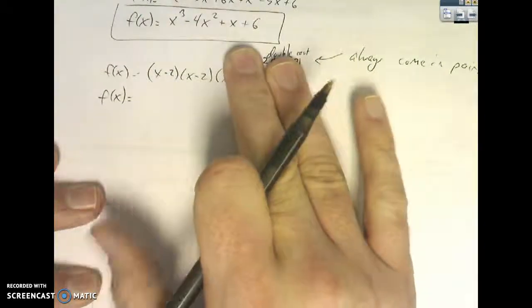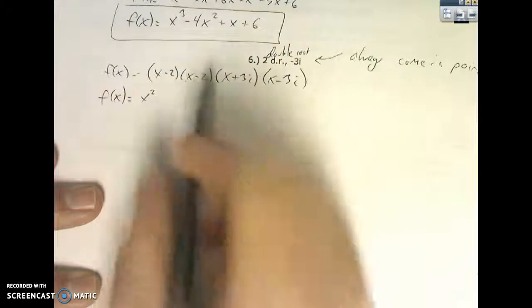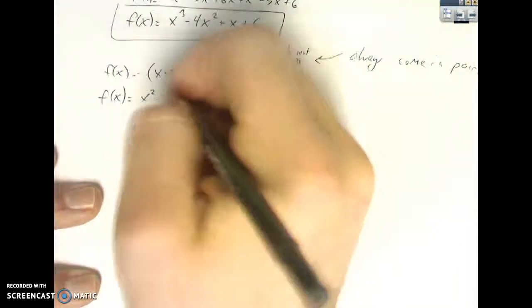Let's take a look here. Let's do the first two together. I get x squared minus 2x, which is minus 4x, plus 4.